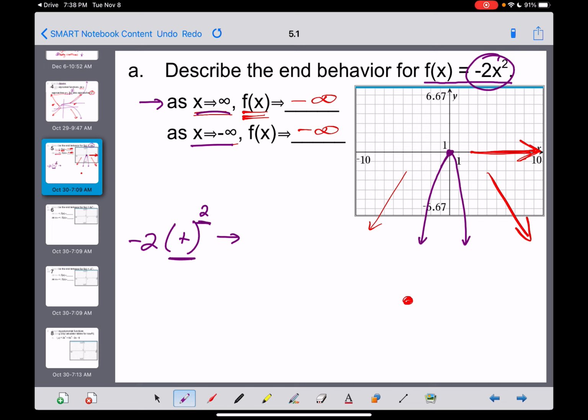A positive number squared is positive, but then we're going to multiply that by negative 2 and get a negative result. That's why we're approaching negative infinity. How about as x becomes a negative number? Negative 2 times a negative number squared. Well, you'll take that negative number squared and it will become positive. But then you'll multiply that positive times negative 2, it becomes negative as well. And that's why as x approaches negative infinity, y approaches negative infinity as well.